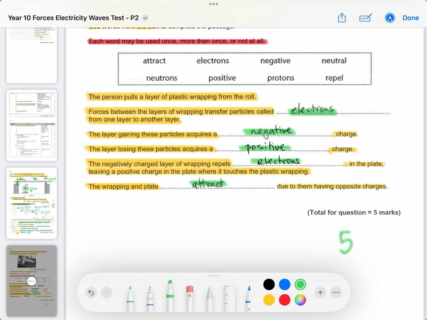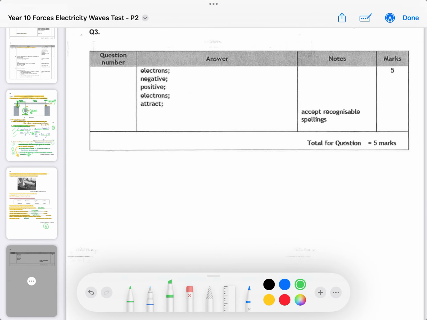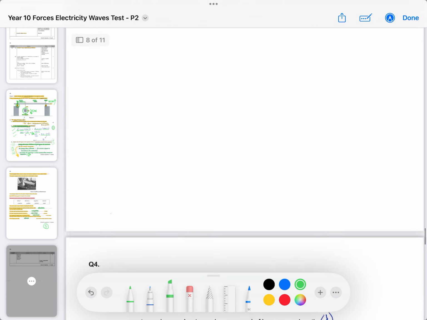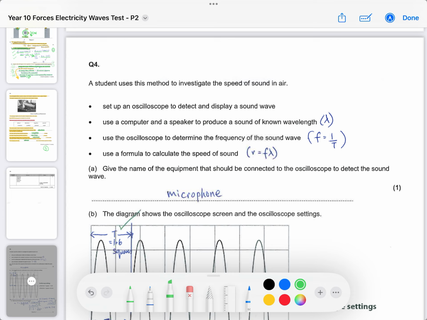5 marks, and one of my students, or 2 of my students, managed to get all 5 right. Okay? Here's the words in the order that we should have put them. Question 4, and the final question, is about sound waves. So this exam covers the first 3 big topics of IGCSE.